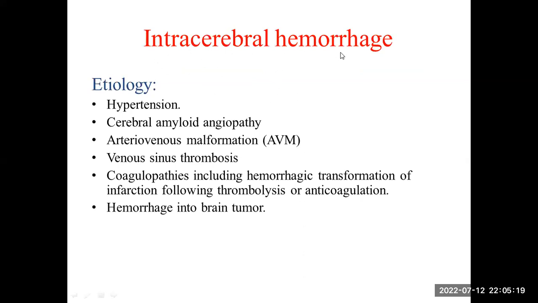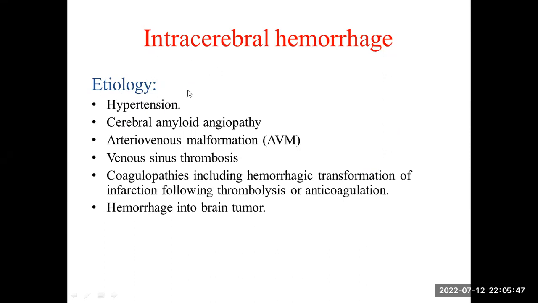After we talked about ischemic stroke, now let's talk about hemorrhagic strokes. As we said previously, hemorrhagic strokes are less common than ischemic strokes. We have two types of hemorrhagic strokes: intracerebral hemorrhage and subarachnoid hemorrhage. First, we'll talk about intracerebral hemorrhage, which represents the majority of cases of hemorrhagic stroke.